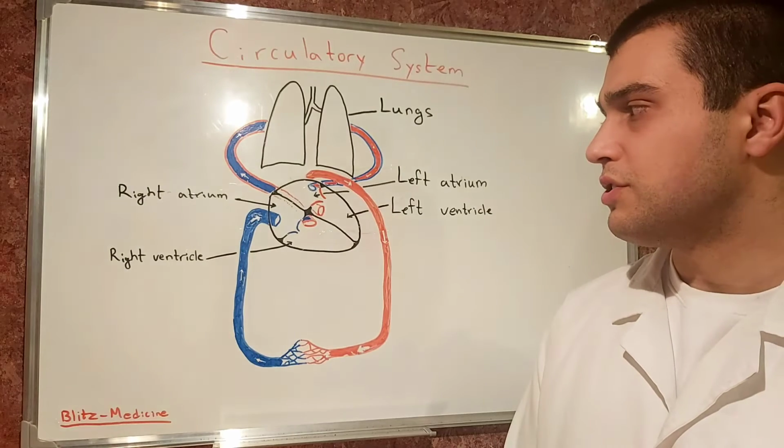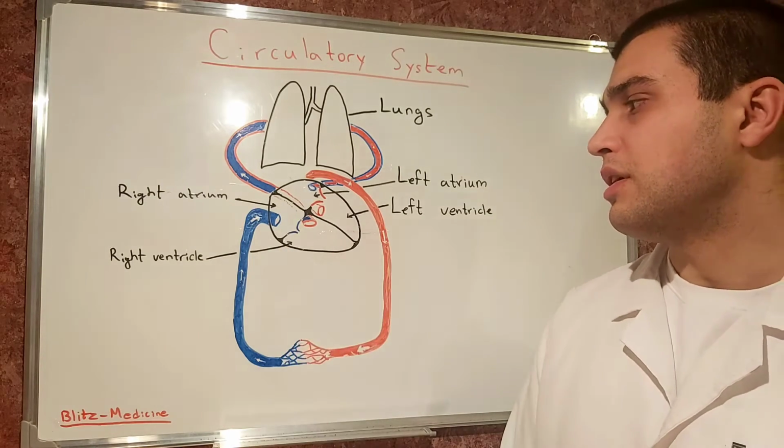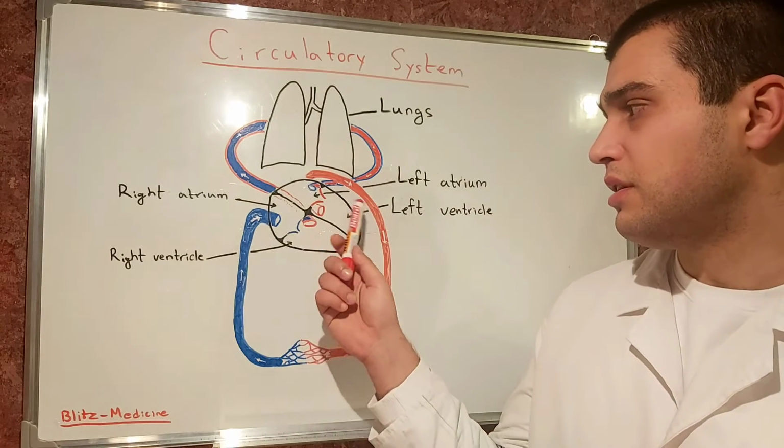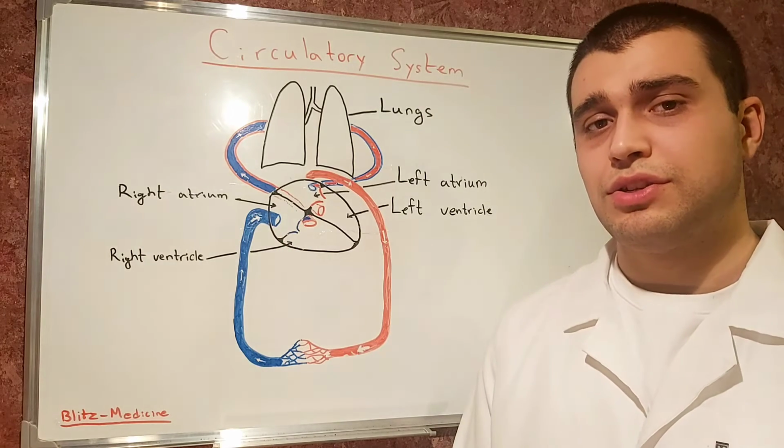The systemic circulation carries blood from the heart to all the other parts of the body and back again. It starts from the left ventricle and ends in the right atrium. Let's talk about the systemic circulation in detail.